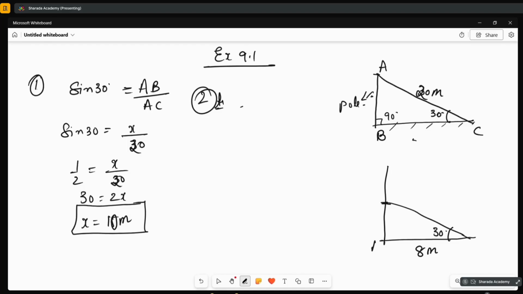So if I mark this as A, B, C, D, it will bend like this. So what is the height of the tree? How do I have to calculate it, Bhavi? What will be the height of the tree?